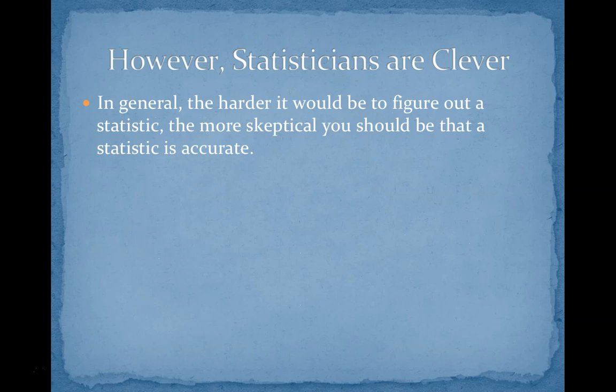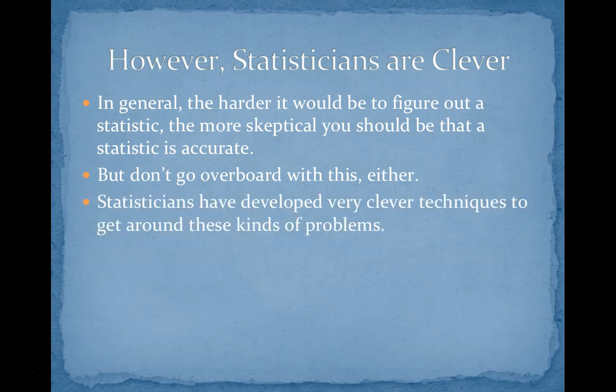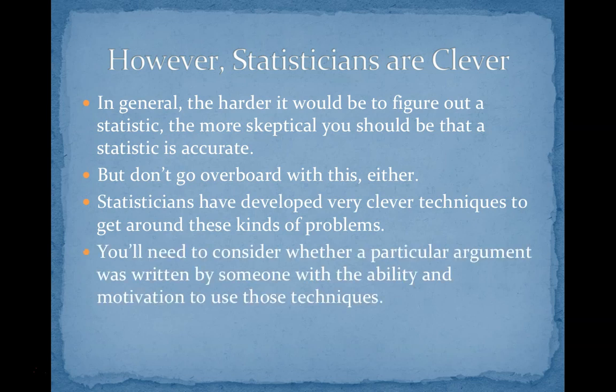In general, the harder it would be to figure out a statistic, the more skeptical you should be that a statistic is accurate. But don't go overboard with this either. Statisticians have developed very clever techniques to get around these kinds of problems. You'll need to consider whether a particular argument was written by someone with the ability and motivation to use these techniques.